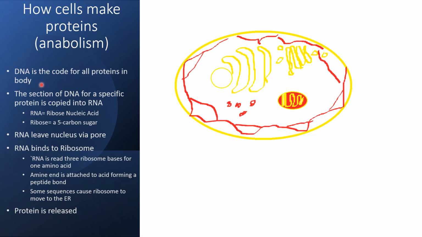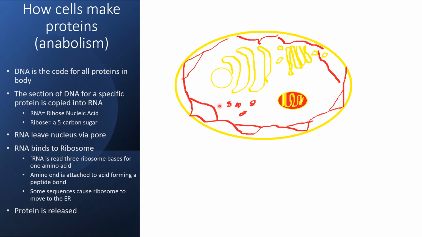And the way this works on a basic level is you have DNA, which is going to be found in your nucleus. The DNA has the code for every protein you're going to need. And it's going to be copied into RNA. RNA is ribose nucleic acid. And that RNA will leave the nucleus through pores. And it will bind to a ribosome.